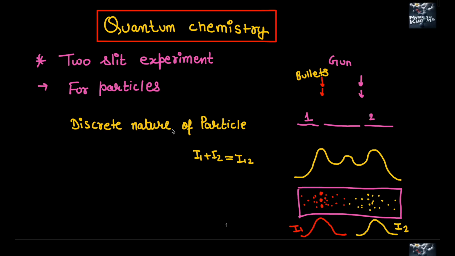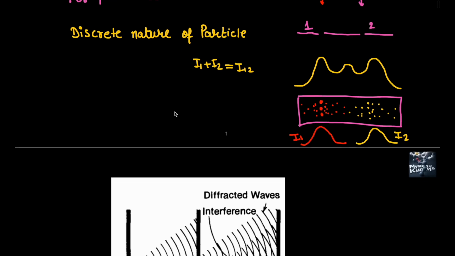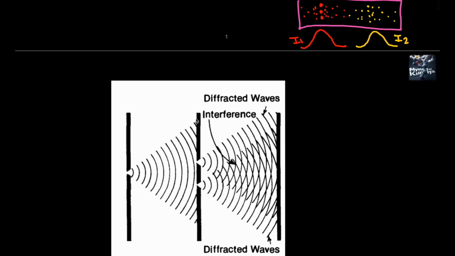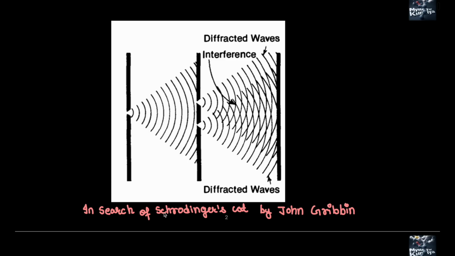We have also done this experiment for waves, let's suppose water waves. I got this figure from a very famous book, In Search of Schrodinger's Cat, by John Gribbin. Let's suppose we have a source of waves here. If there's a huge pond, or you can assume a river, and you throw some stone, you will see waves running toward the screen.